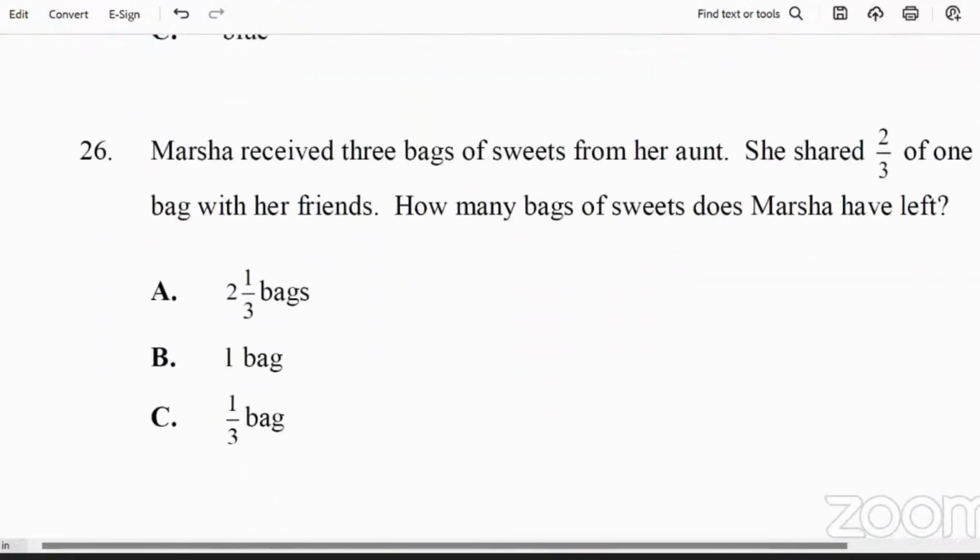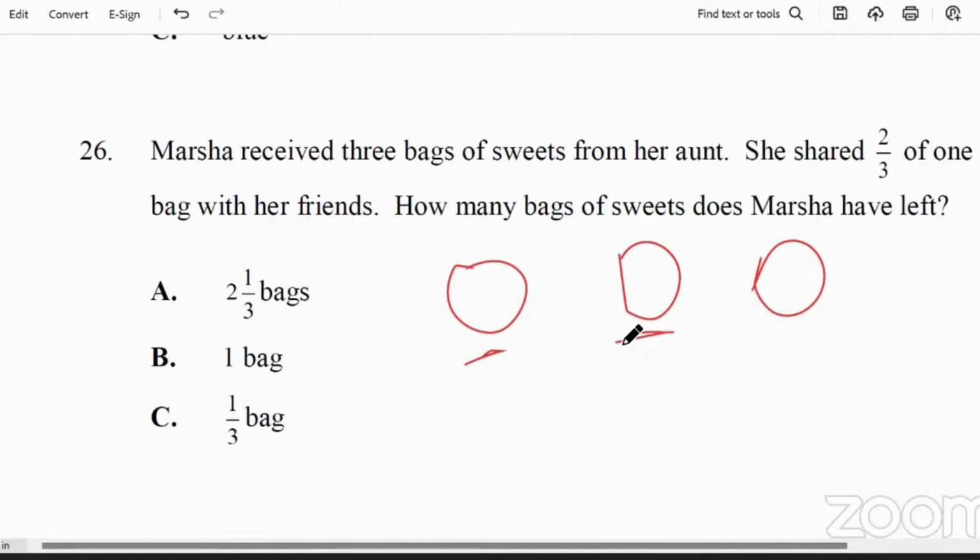26. Marsha received 3 bags of sweets from her aunt. She shared 2/3 of 1 bag with her friend. How many bags of sweets does Marsha have left? So she had 3 bags from her aunt. 1 bag here, another bag here, and another bag. That's the 3 bags she got. She shared 2/3 of 1 of the bags. So she still has this one. She still has this one. Out of the 3rd one, she gave 2/3.